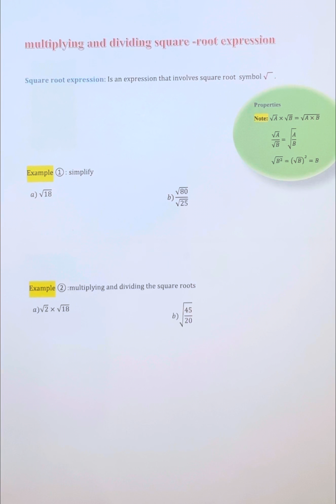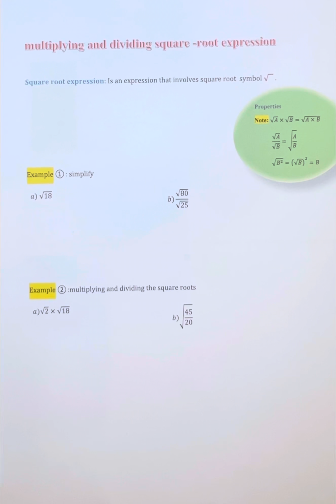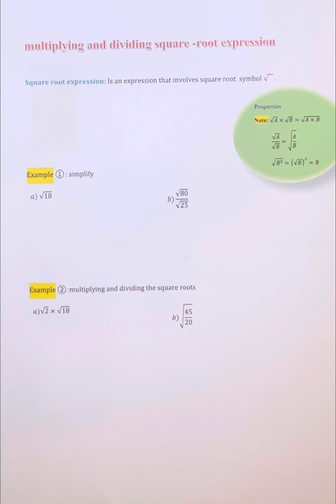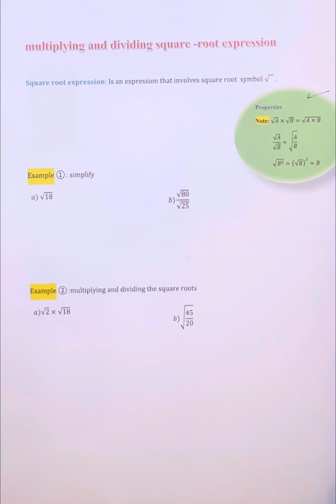The topic of the subject is multiplying and dividing square root expressions. That means we have to multiply or divide between the expressions. What should we do and how can we simplify the expressions? There are some notes we need to memorize.